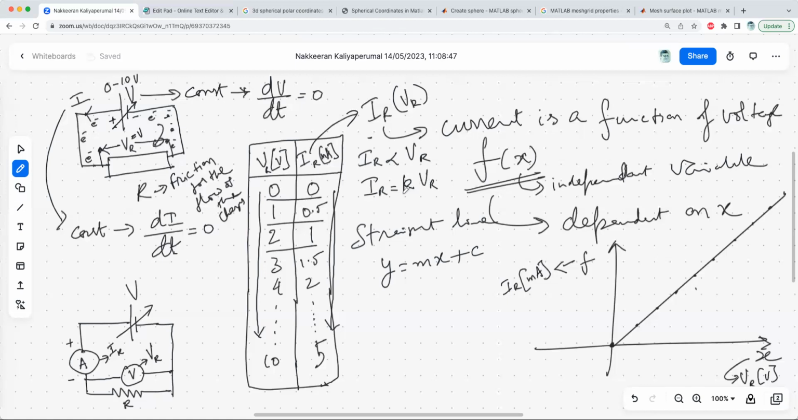Now, how to understand what this K is? Write K in an algebraic way. That will be IR divided by VR. You get that? So the unit will be a powerful one which can help us to understand very easily. The current unit is the ampere, and the voltage unit is the volt. So the unit is ampere per volt.